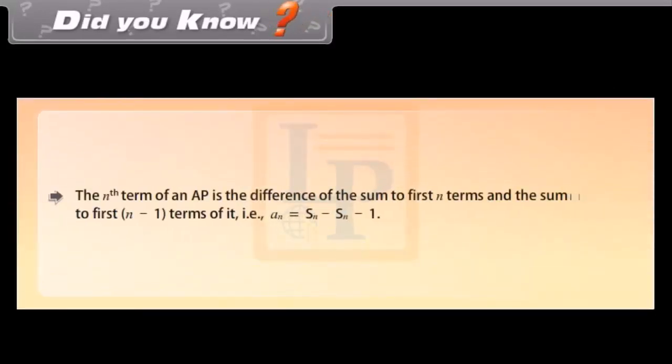Did you know? The nth term of an AP is the difference of the sum of first n terms and the sum of first (n minus 1) terms of it, that is, an is equal to Sn minus Sn minus 1.